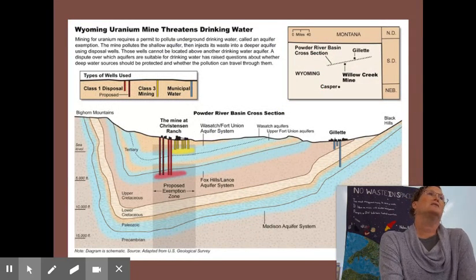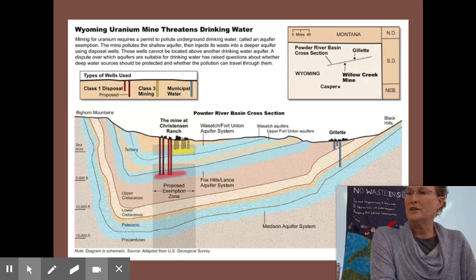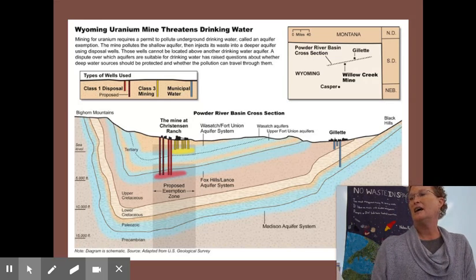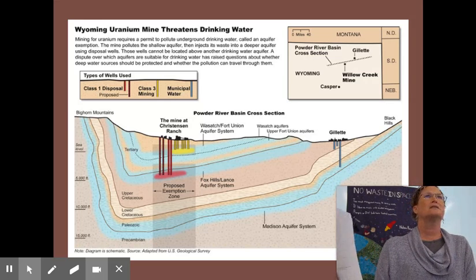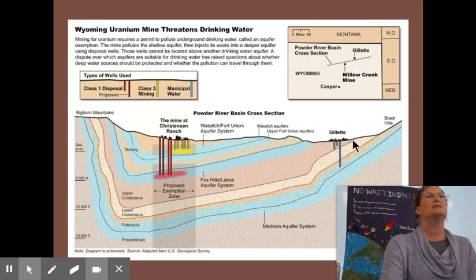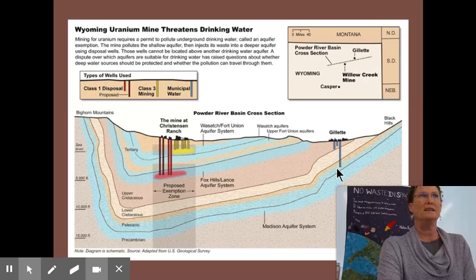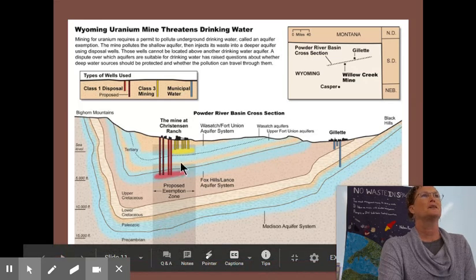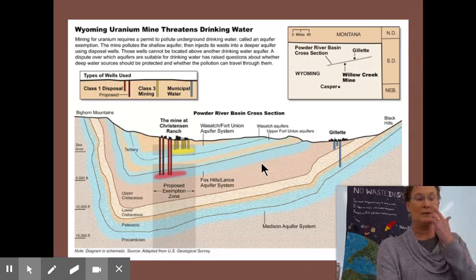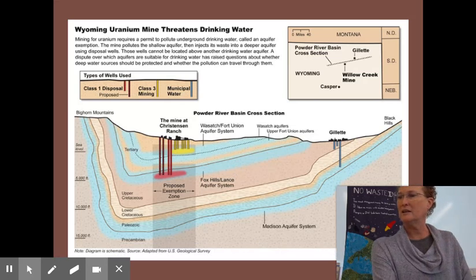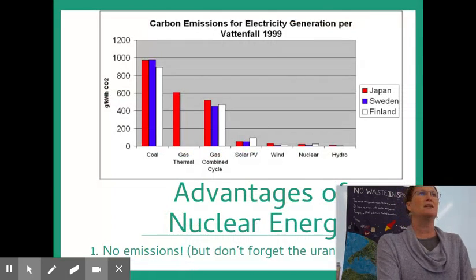Okay, so Wyoming is a uranium mine that threatens the drinking water. So in Wyoming, they had some issues with the possibility. So this is the town of Gillette, where they are drilling for water, making wells, and they were concerned about the mine, the uranium mine, perhaps getting some contamination in the waterways. So you're writing that down, worried about contaminating waterways.